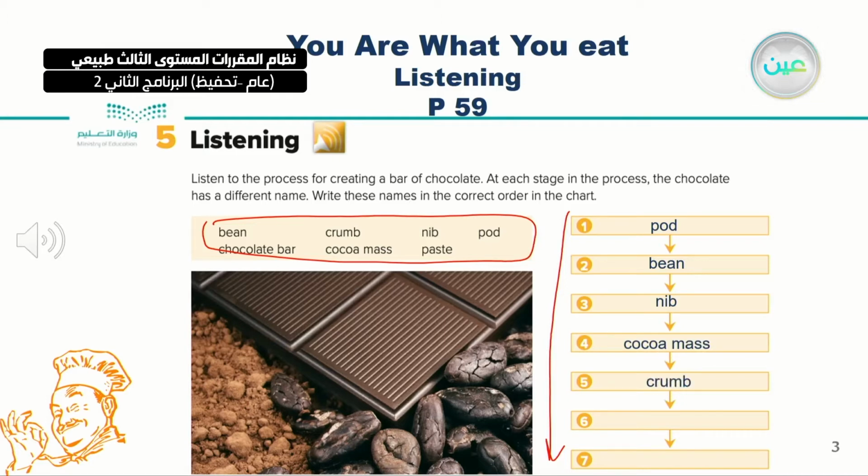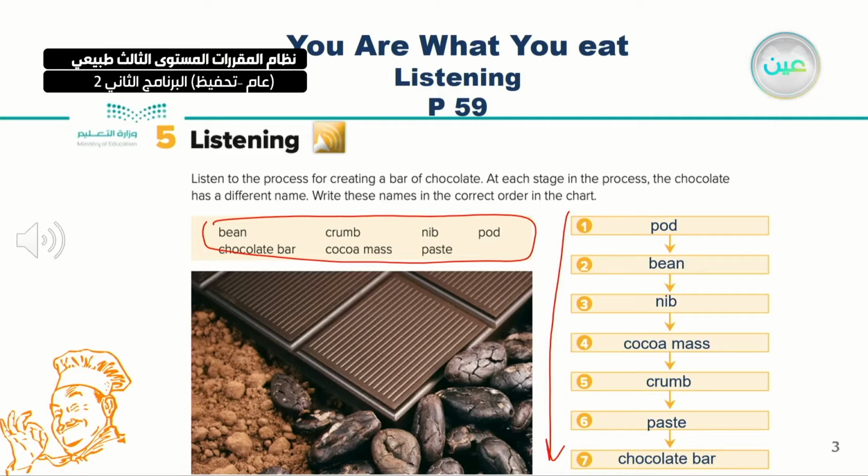Cocoa butter is added to the crumb. This mixture becomes a thick liquid called chocolate paste. The paste is put into a machine that smooths it out. The liquid chocolate is then poured into molds. Finally, the chocolate cools down, is taken out of the mold, and becomes a chocolate bar.